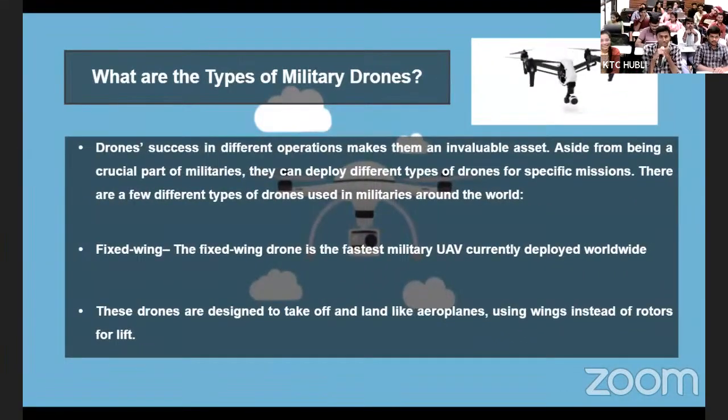And these are the types of military drones, sir. Fixed wing. The fixed wing drone is the fastest military vehicle worldwide. These drones are designed to take off and land like airplanes, using engines instead of rotors for lift.